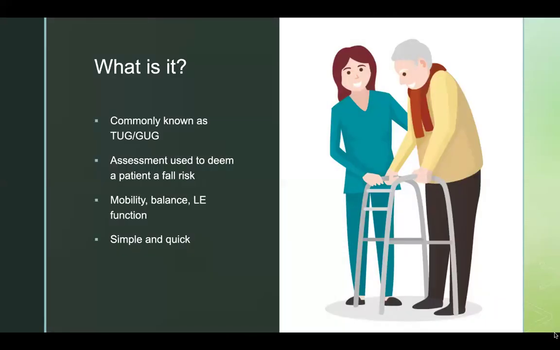So what is the Timed Up and Go? The Timed Up and Go, or more commonly known as the TUG or Get Up and Go test, is a frequently used tool that basically allows therapists to evaluate patients and essentially assess the patient's risk for falls. This relatively simple and quick assessment measures mobility, balance, as well as lower extremity function. And this test is relatively simple and quick as it's just a 3-meter walk to and back to the chair.